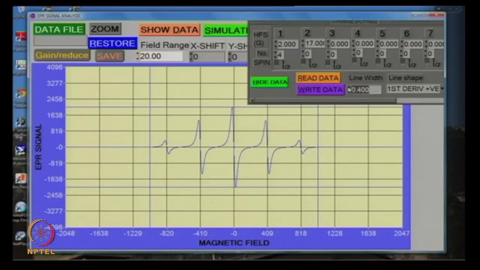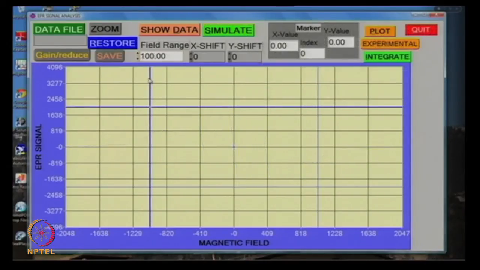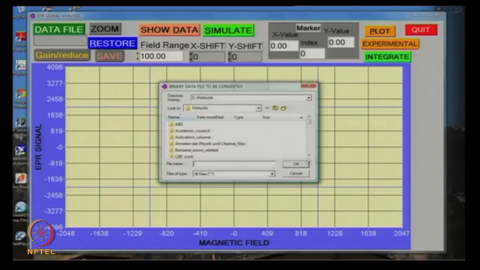Now if I keep increasing the line width, see how it changes. 0.6 gauss. See, already they start showing distortion. So that means that here it will be very difficult to measure the line width and the coupling constant accurately. So we need to use this simulation program to compare with our experimental spectrum and get an accurate estimate of the hyperfine coupling constant and line width. To do that, we first load our experimental spectrum which has been recorded earlier, and this is here.